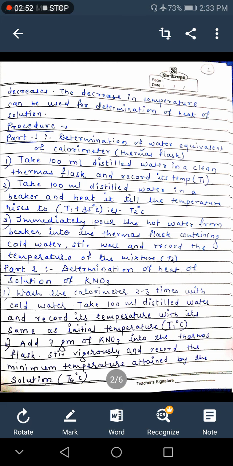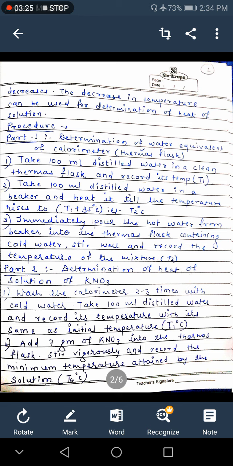In the second part, we again wash the thermos flask, add 100 ml distilled water and record its temperature. Obviously it comes as T1 degree Celsius because it is cold water. Then we add 7 gram of KNO3, weighed on a balance, into the thermos flask containing 100 ml distilled water, stir it vigorously and record the minimum temperature attained by the solution, which we consider as T4 degree Celsius. That is the second part.